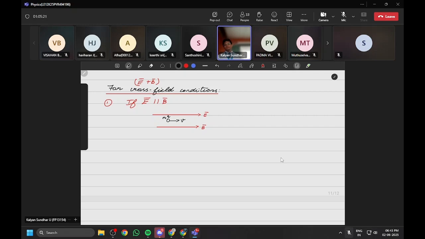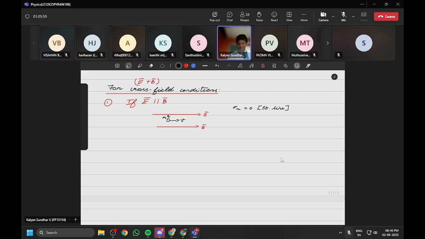The first thing is about the magnetic field. Will the magnetic field create any force? F is equal to QVB sin theta. Sin theta is 0, so the force due to the magnetic field will be 0. What does that denote? In what path will it move? A straight line. So it moves in a straight line, and along it there is an acceleration being produced.